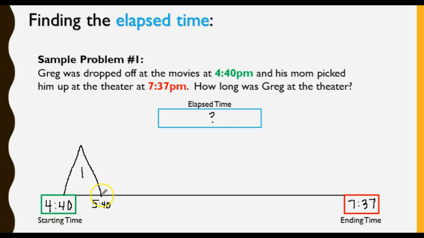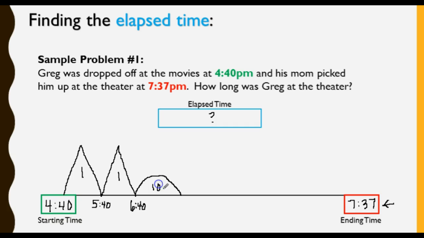Okay, so now I'm going to make another mountain. I was at 5:40, now I'm going to 6:40. I'm adding 1 hour each time. Okay, now I'm going to come back over here and look at our ending time. If I added 1 more hour, I would go to 7:40, and that's past this. So we don't want to go past it. So now I'm going to switch to hills, and I'm going to do 10 minutes.